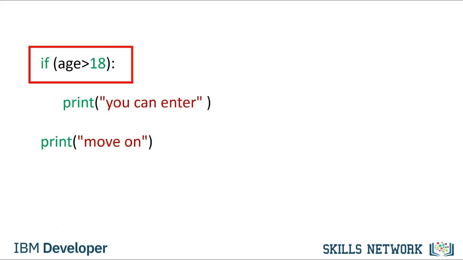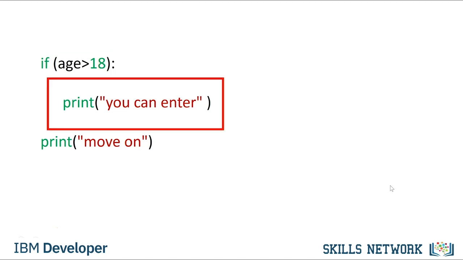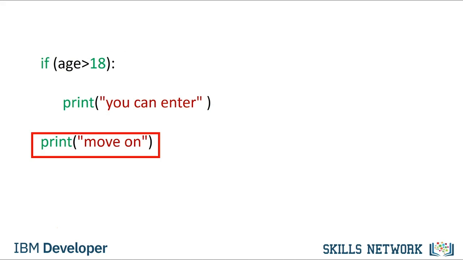We have the if statement. We have the expression that can be true or false. The brackets are not necessary. We have a colon. Within an indent, we have the expression that is run if the condition is true. The statements after the if statement will run regardless if the condition is true or false.